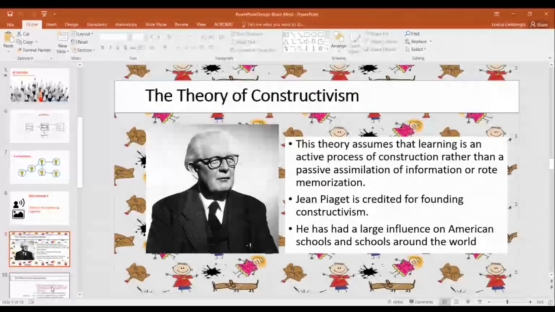I'm going to present this slide as a typical traditional lecturer may do, okay? So I'm going to talk to you about the theory of constructivism. This theory assumes that learning is an active process of construction rather than a passive assimilation of information or rote memorization. Jean Piaget is credited for founding constructivism. He has had a large influence on American schools and schools around the world.